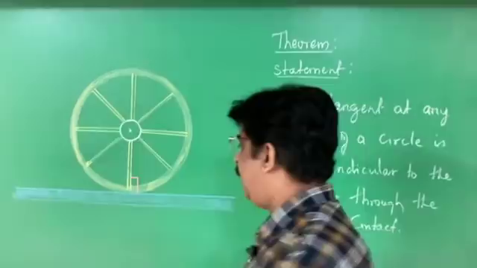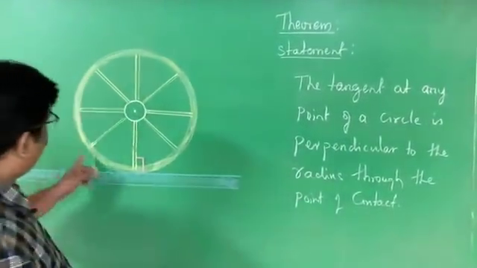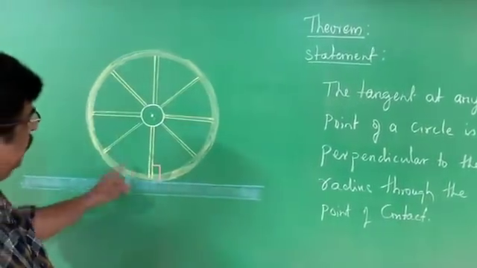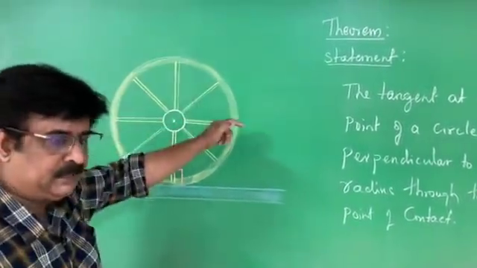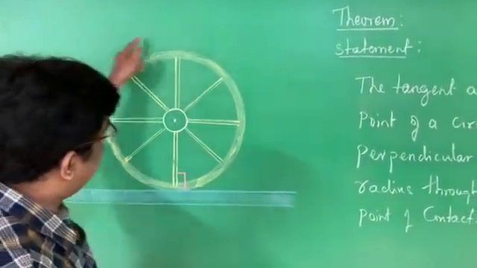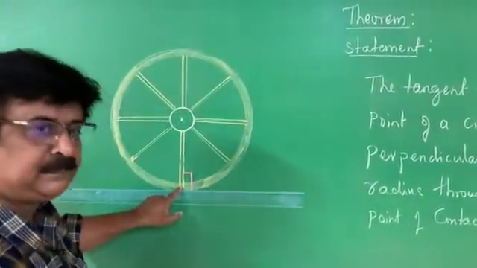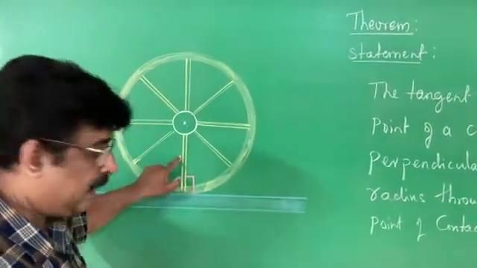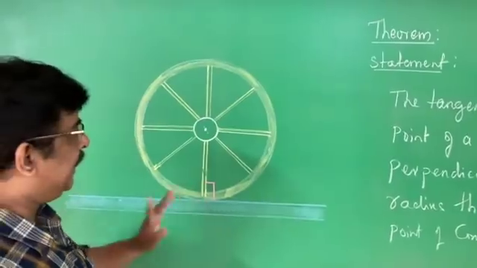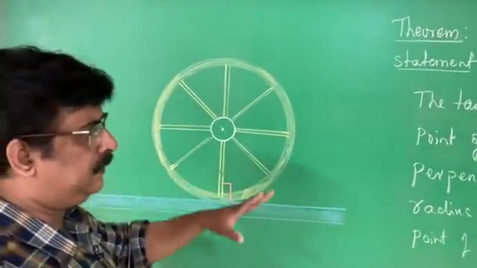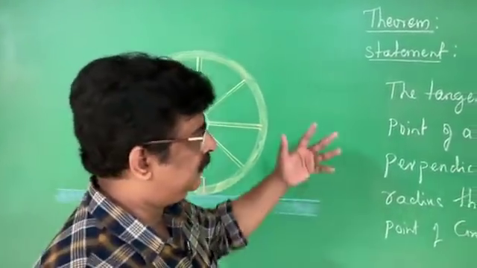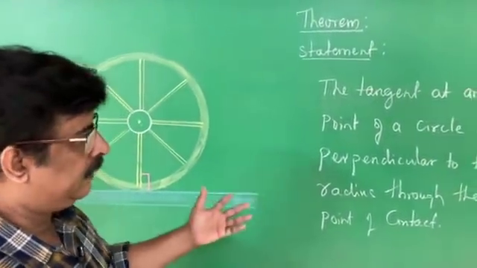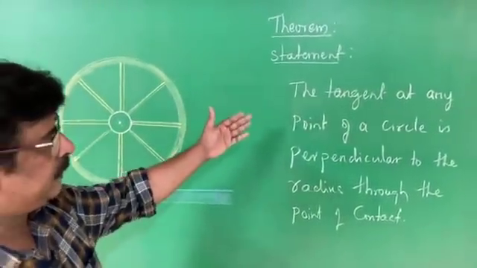I repeat once again. A tangent at any point on a circle; the circle has many points. A tangent at any point of a circle is perpendicular to what? Perpendicular to the radius at the point of contact. That is the statement of the theorem. It is a very simple theorem. There is nothing in the theorem given in the textbook; it is only argumentation. I am going to prove this particular theorem.